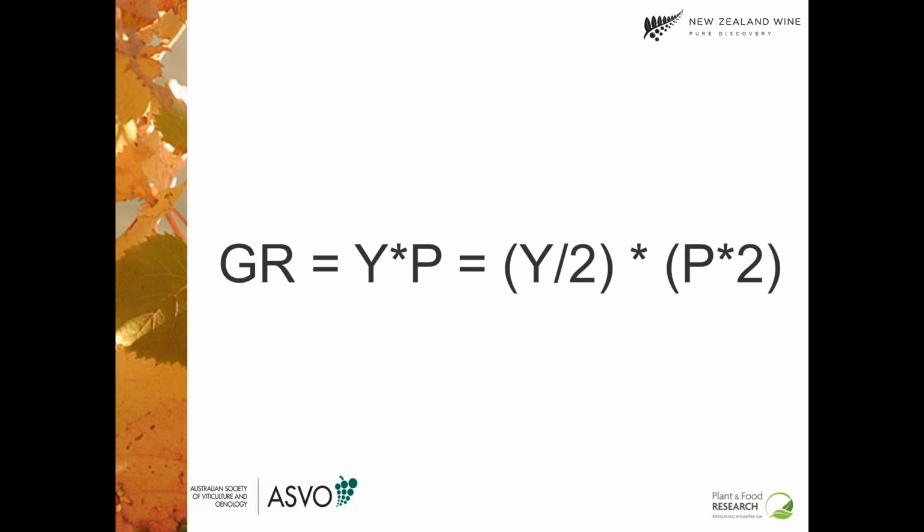One thing that we do know is that GR equals Y times P, which also equals Y divided by 2 times P times 2. GR basically is the gross return. It equals the yield times the price. It also equals yield divided by 2 multiplied by the price multiplied by 2. And one of the great problems that we have in the wine industry, probably an area of significant controversy, is how do you pay for grapes? Winemakers often are looking for reduced yields, but then do they compensate for those reduced yields by increasing the price?